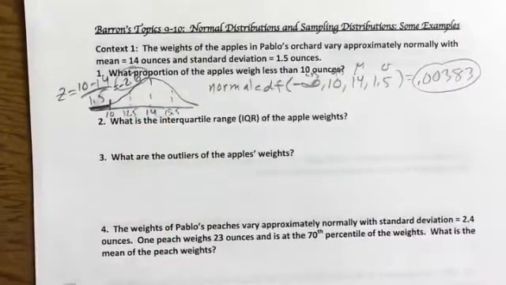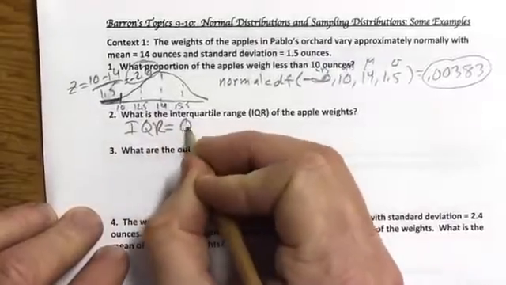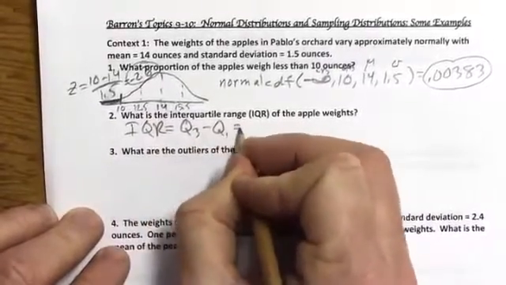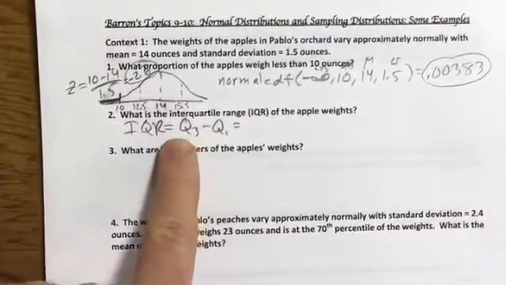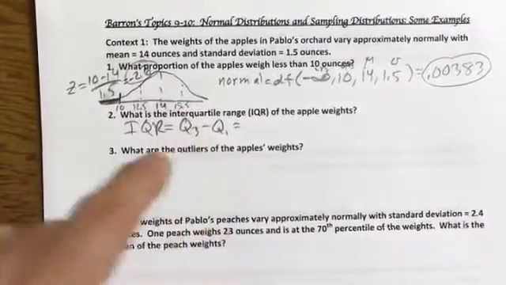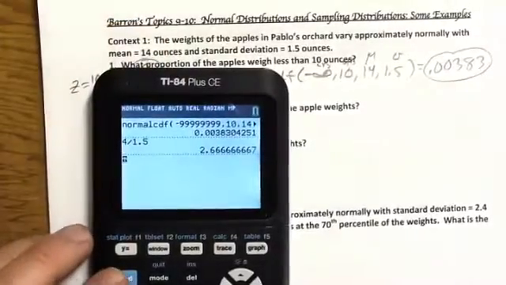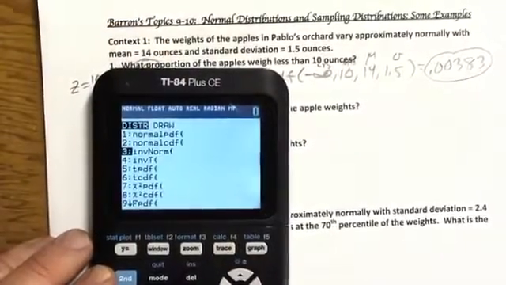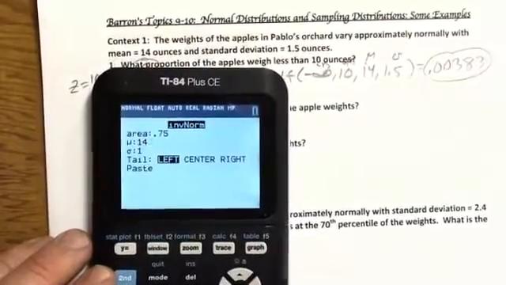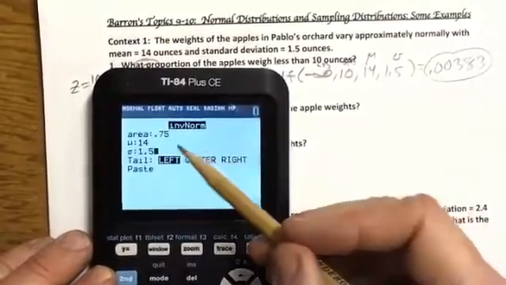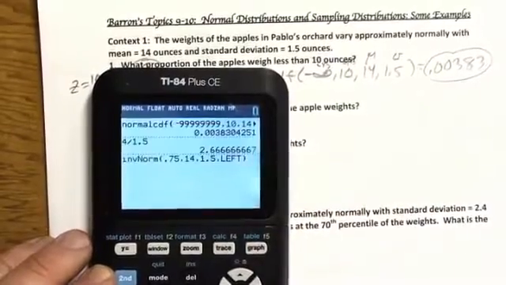How do you find the interquartile range? Remember, interquartile range is equal to Q3 minus Q1. For a normal curve, the way you can find this is just by doing inverse norm. That's the 75th percentile and the 25th percentile. So Q3 is the 75th percentile. So we'll do second distribution and do inverse norm of 0.75. Then our mean is 14 and our standard deviation is 1.5. That would tell us the 75th percentile. We're using left area. So we hit paste and we hit calculate.